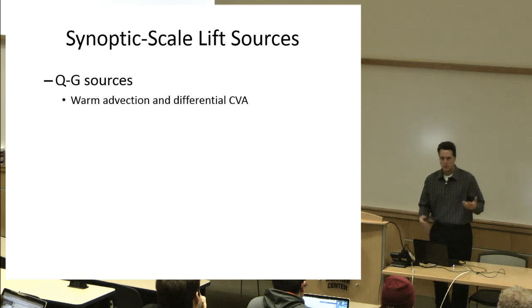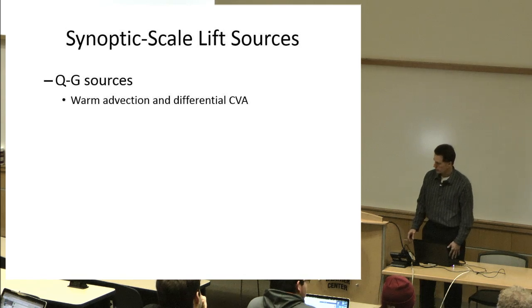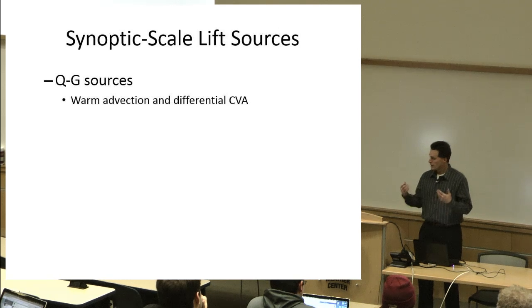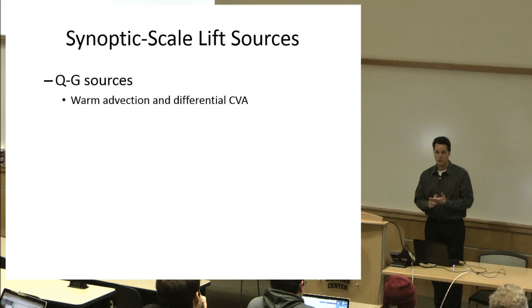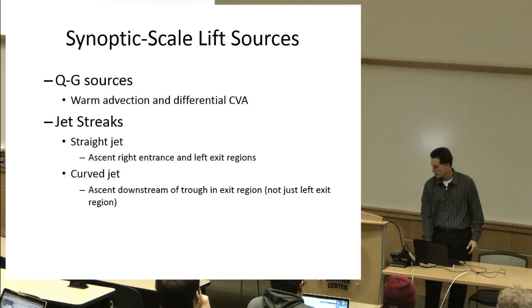Now, let's look at some of the sources for lift. This is going to be a little bit of a review of week 1. Go back over some of the QG stuff. Again, we've mentioned differential cyclonic vorticity advection and warm advection. Those two were term 1 and 2 from the week 1 scaled down QG discussion.